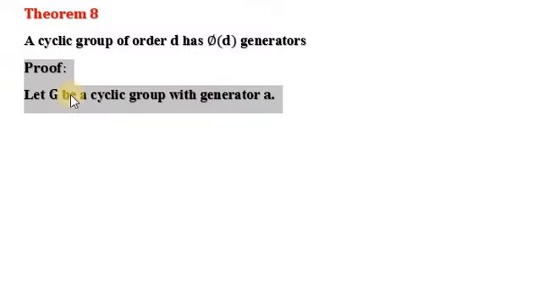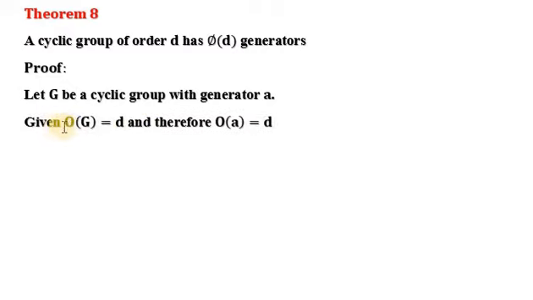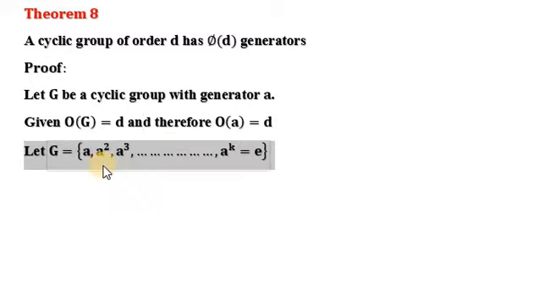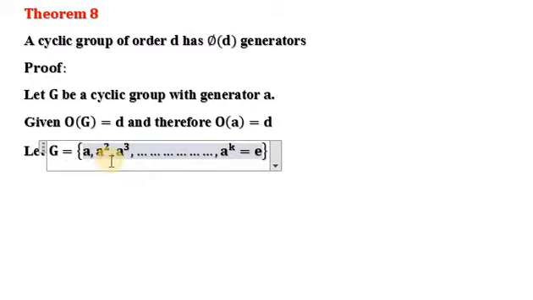Let G be a cyclic group with a generator A, meaning the elements of G can be expressed as integral powers of A. Given that order of G is equal to D, and therefore order of A is equal to D, because order of A is equal to order of G; we have proved this result in the previous session. Now let G be the set A, A square, A cube, etc., A power of K is equal to E.